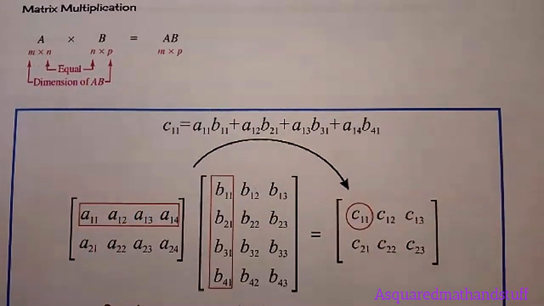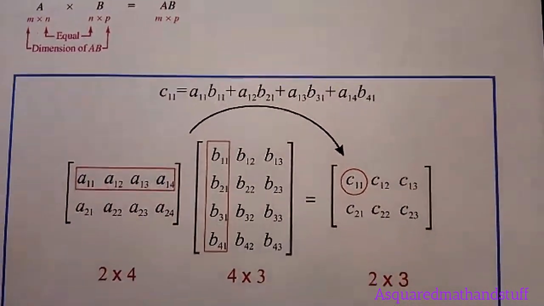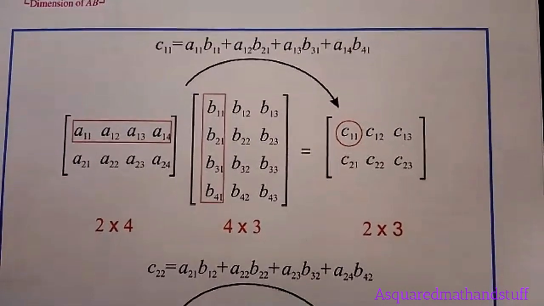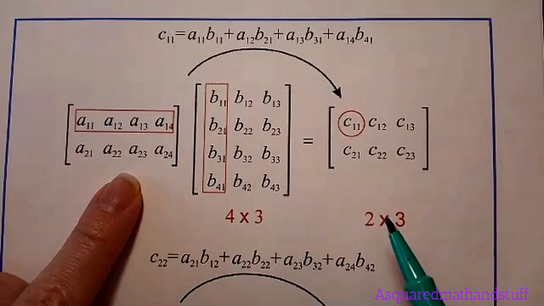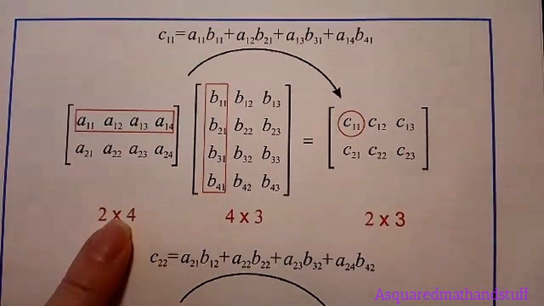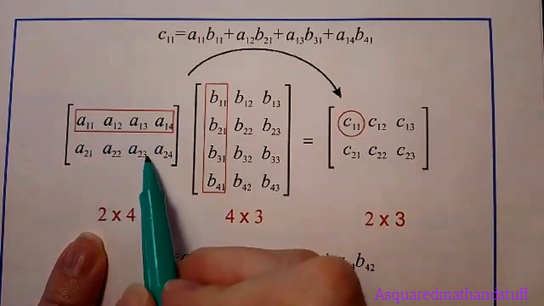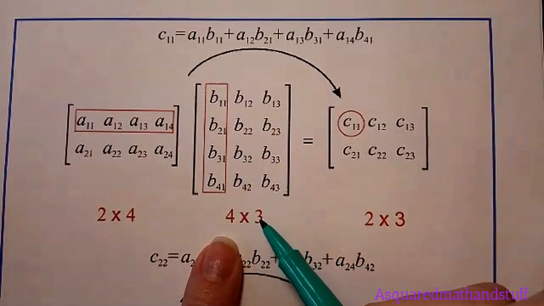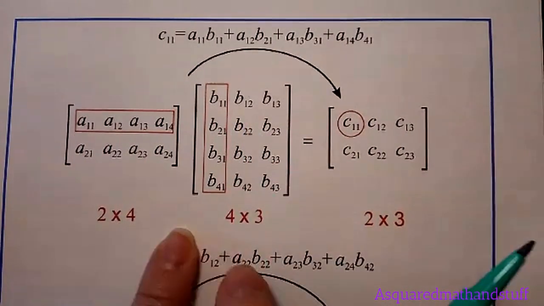So let's go down here a little bit and we can see some numbers. I know there's a lot of variables and numbers in here as well, but I'm going to get into an example in just a moment. So bear with me. In this first matrix, this is a 2 by 4. We have 2 rows and then 4 columns. The matrix it's being multiplied by is a 4 by 3. So 4 rows, 3 columns.